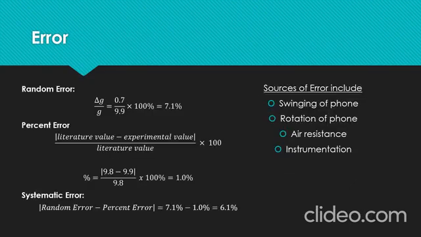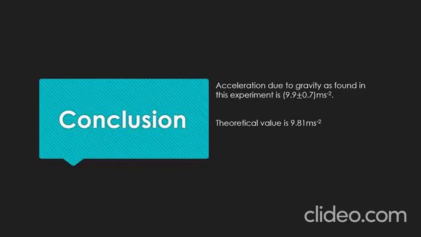The random error on this value of g was found to be 7.1%, whereas the percent error was found to be 1% and the systematic error was found to be 6.1%. The sources of error include the swinging and rotation of the phone as it moved due to the air resistance and instability of the phone as it was released. In addition, the ruler introduced some systematic error. To conclude, the acceleration due to gravity as found in this experiment is 9.9 plus or minus 0.7 meters per second squared, and the theoretical value is 9.81 meters per second squared.